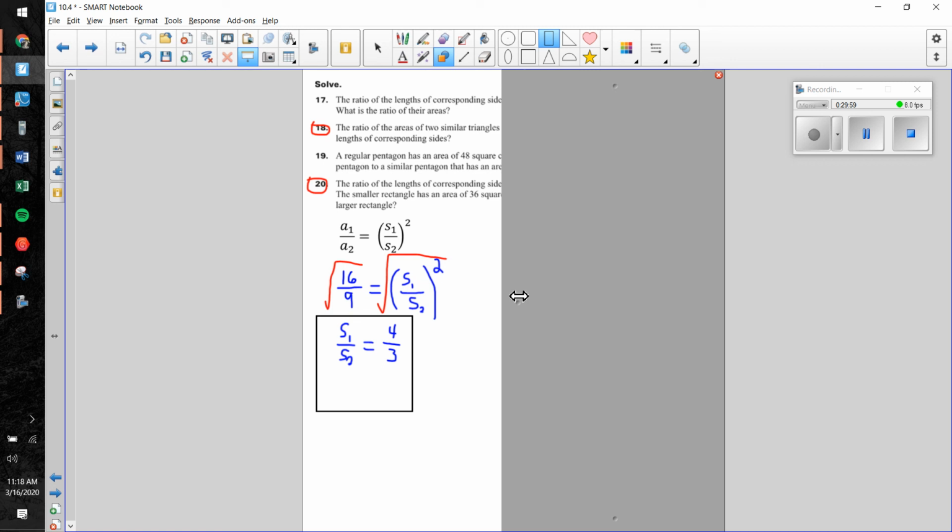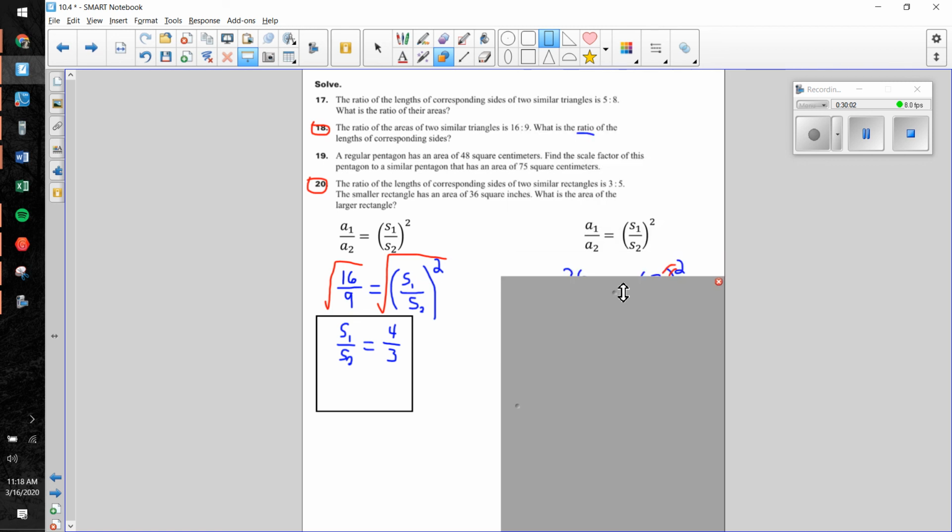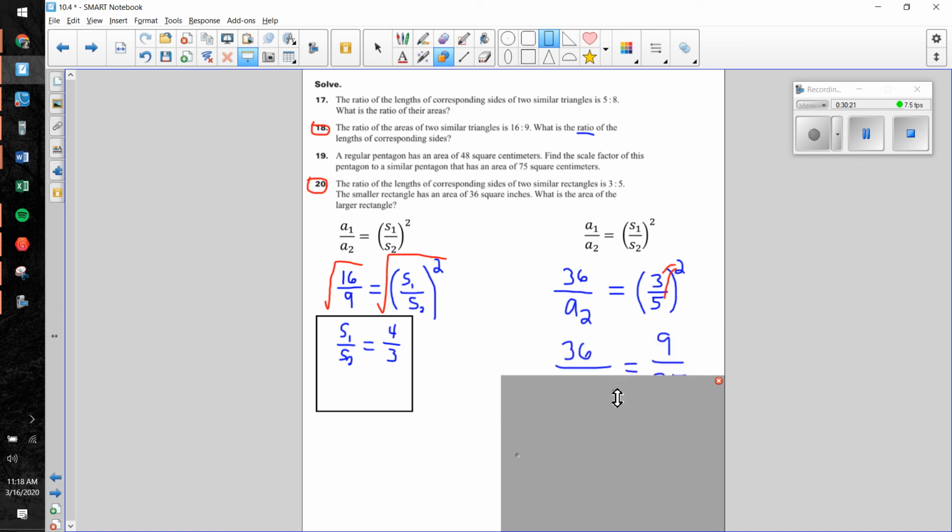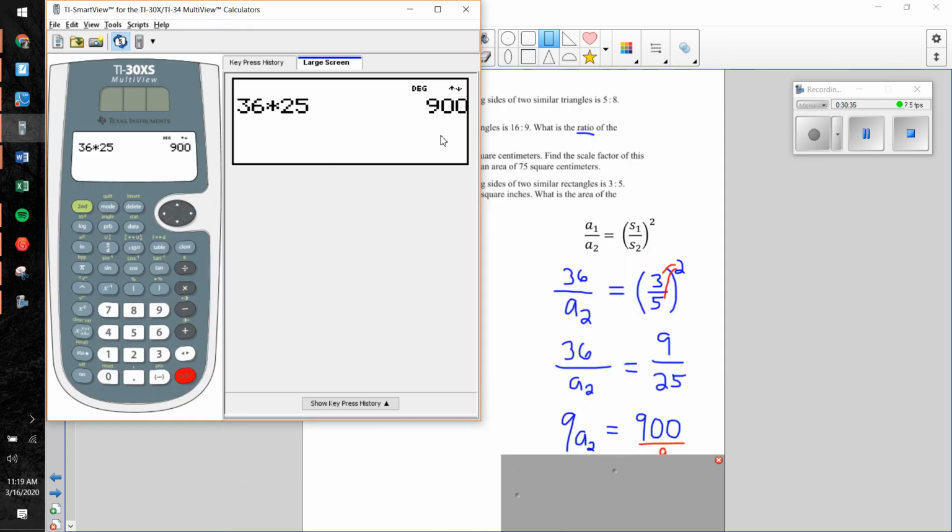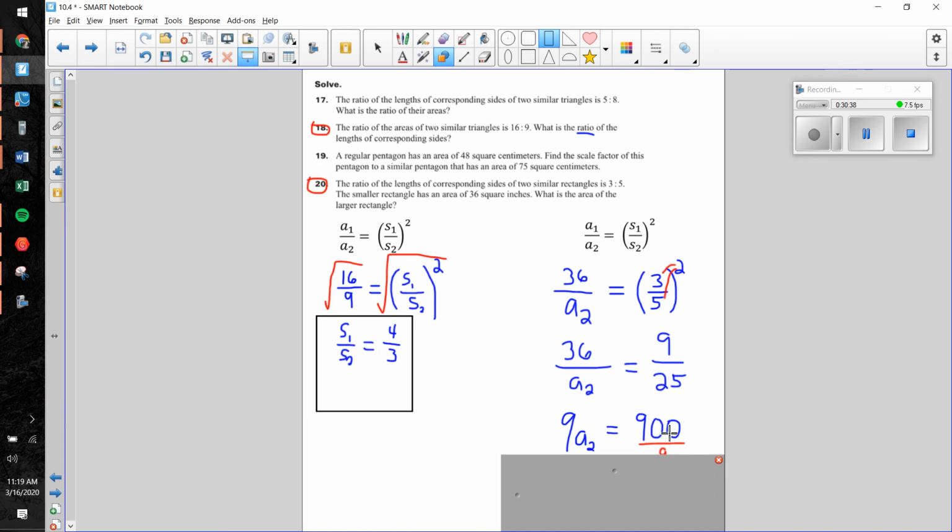Okay, so I think we left off problem number 20 somewhere around here, where we set up the area of the first figure here to be 36. The area of the second figure was unknown, that was A2, and then the sides over there on the first figure was a 3, the second figure was a 5, and that ratio was getting squared. We distributed the square to both parts right there and got a 36 over A2 is equal to a 9 over 25. Cross multiplied and got 9 times A2, which was just 9A2, and the 36 times the 25, I did that on my calculator over there and got 900, so that's where this came from.